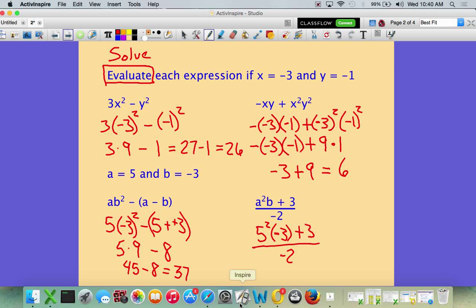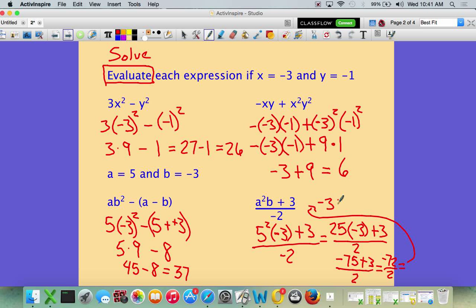So we need to square our 5 to get 25 times negative 3 plus 3, and that's all over negative 2. Negative 75 plus 3 is negative 72 over negative 2, which equals 36. When you put everything in there right, and you do our order of operations correctly.